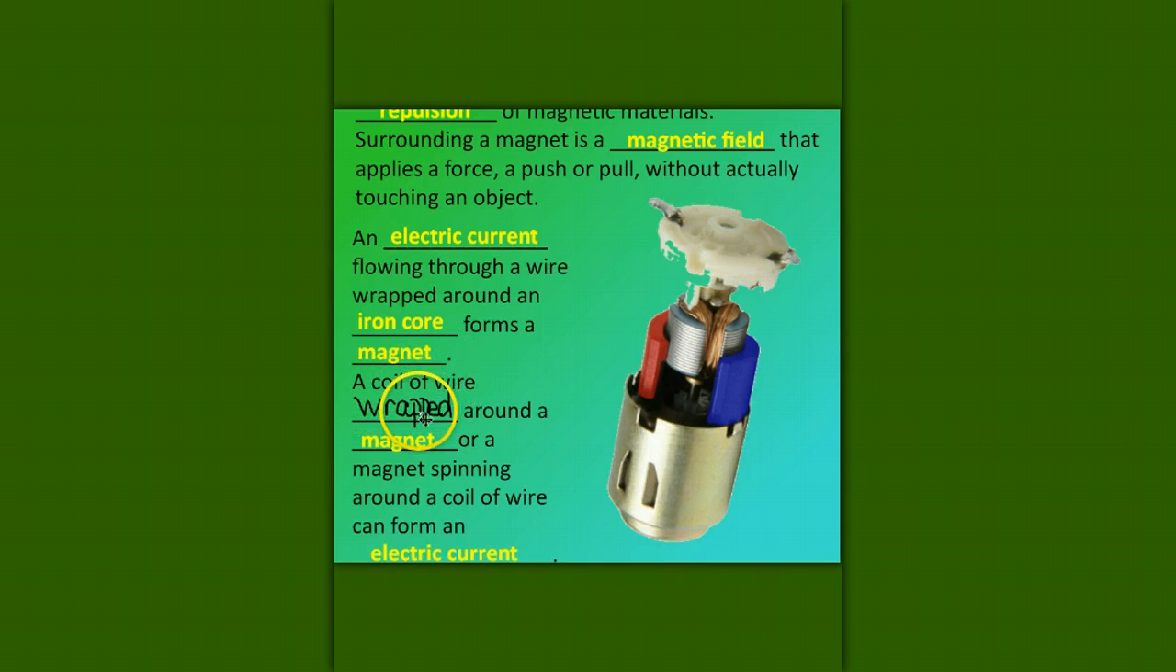But a coil of wire wrapped around a magnet, or a magnet spinning around a coil of wire, can form an electric current. Make sure you get those down.